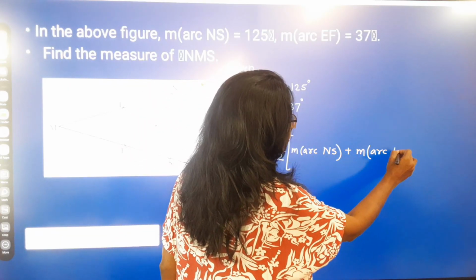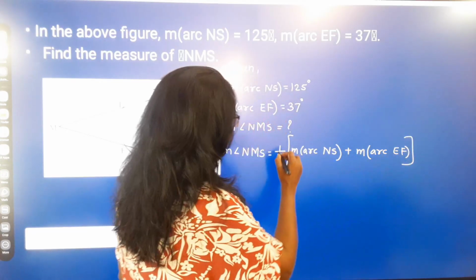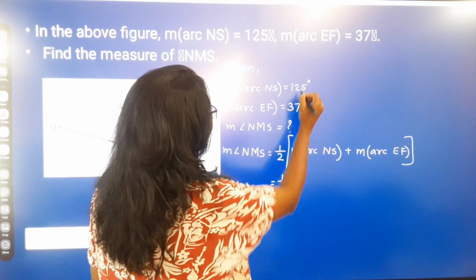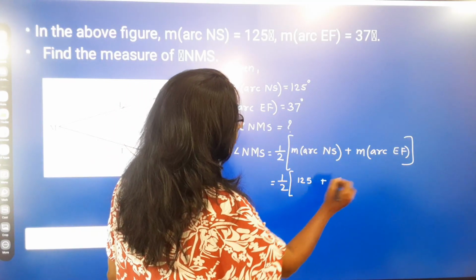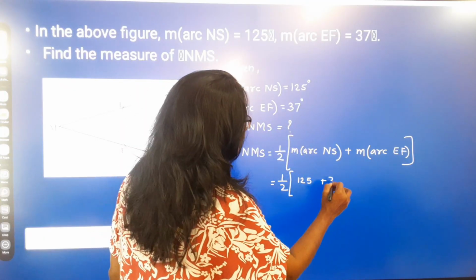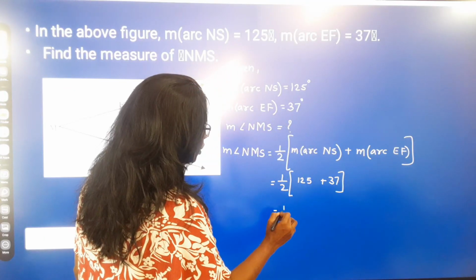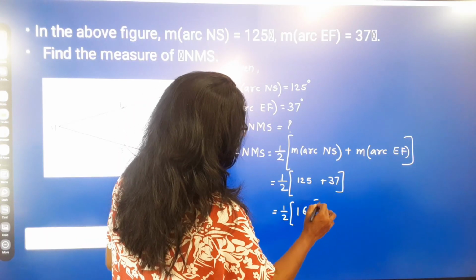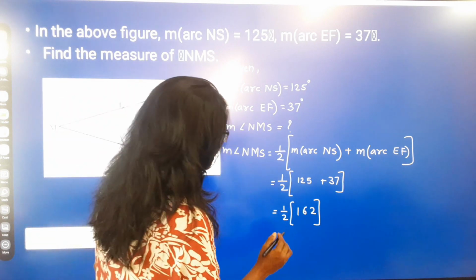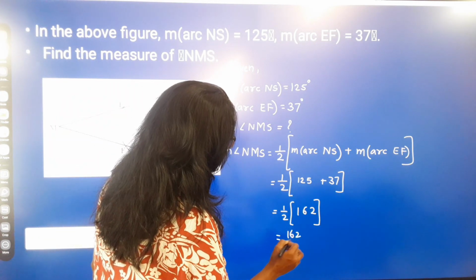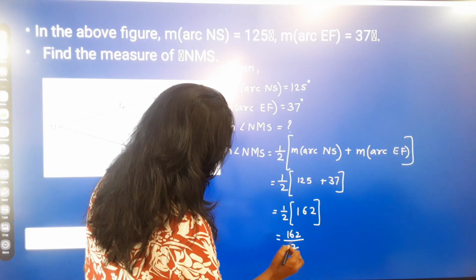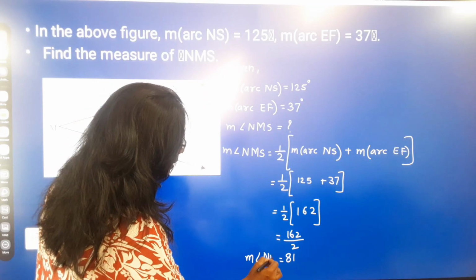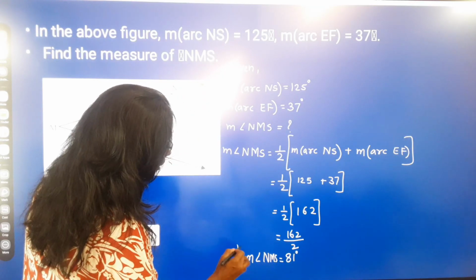So now here students, major angle NMS is equal to half of major arc NS 125 plus here major arc 37. So that means addition of these two arcs is 162. So now half of the 162, and that means students here that is 81. So major angle NMS is equal to 81 degree.